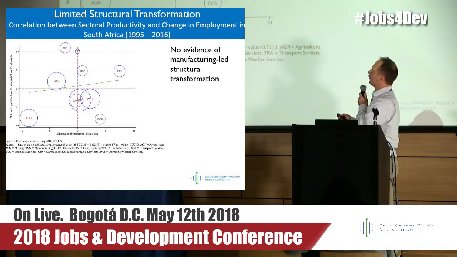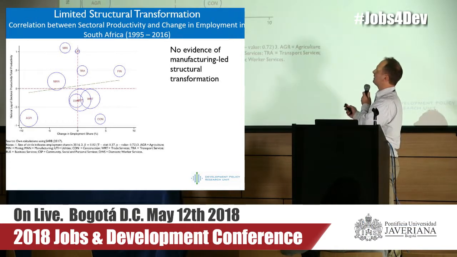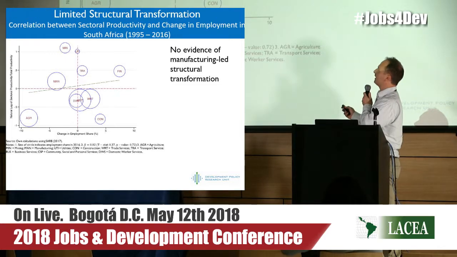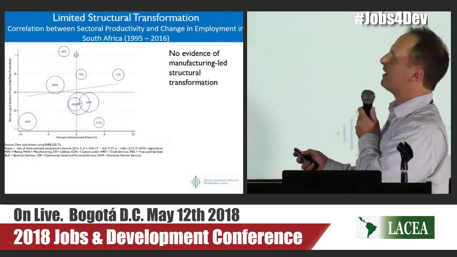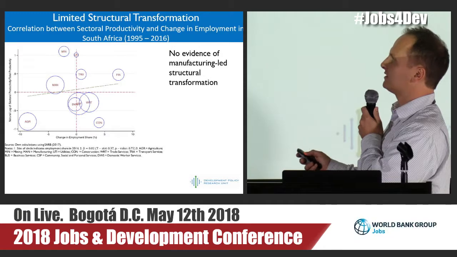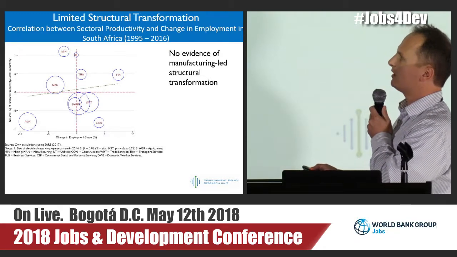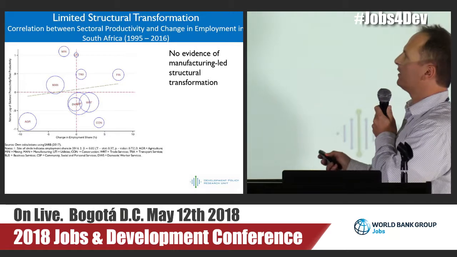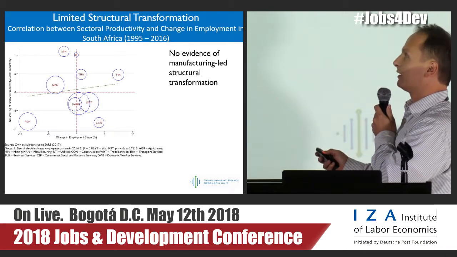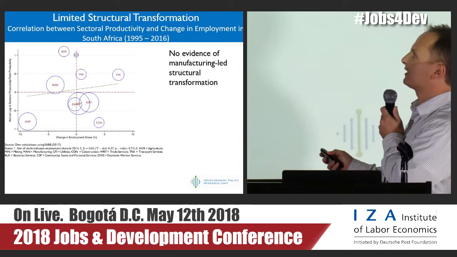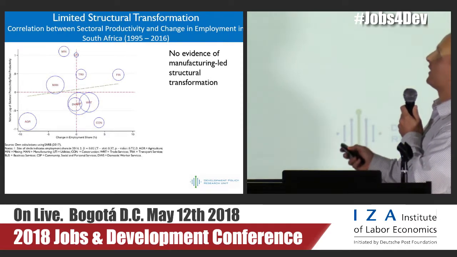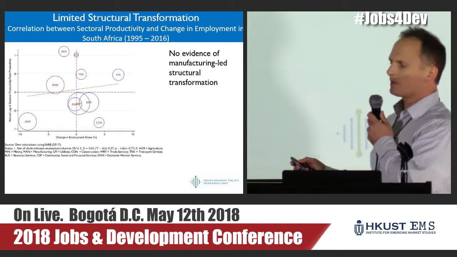And what it does is that it breaks up this graph into 4 quadrants. So over here, if you find an industry in this spot, it's a growing labor share and a relatively high productivity sector, whereas here it's declining labor share in a high productivity sector, declining labor share in a low productivity sector, and rising labor share in a low productivity sector. And this is South Africa, 1995 to 2016.